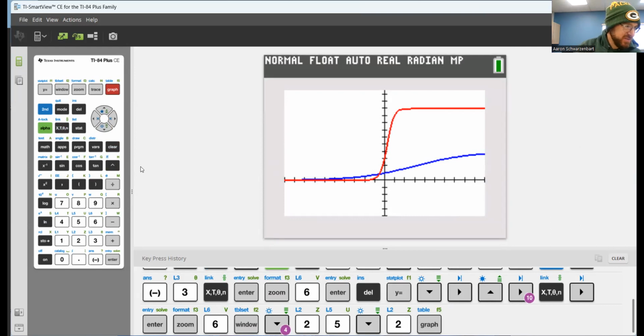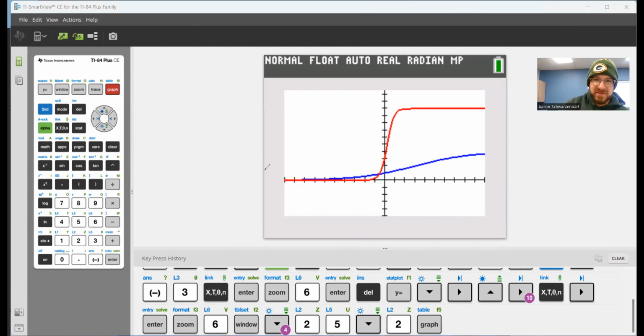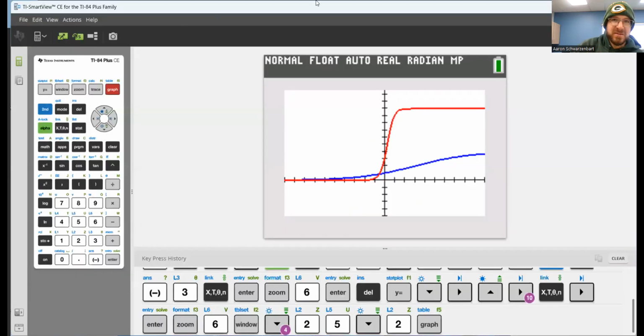Both of these, because of the actual function themselves, and actually let's go to the calculator. I'll just write them on the side. So my blue one here was my first one. It was 8 over 1 plus 3 times 0.7 to the x.